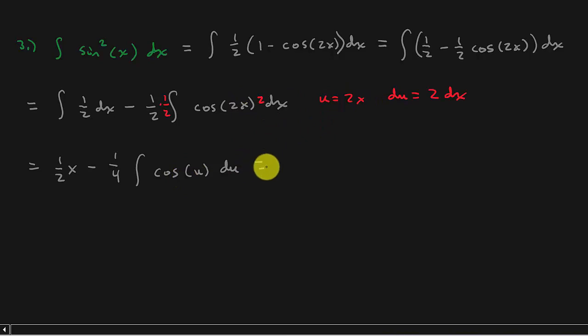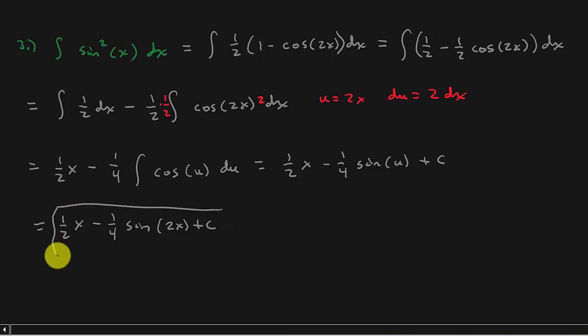And so this is what? 1/2 x minus 1/4 cosine, I'm sorry, not cosine, sine u plus c. So the antiderivative of cosine is sine. And so this is going to give me 1/2 x minus 1/4 sine, and then in the place of u, I'm going to put 2x, plus c. And there's your answer.